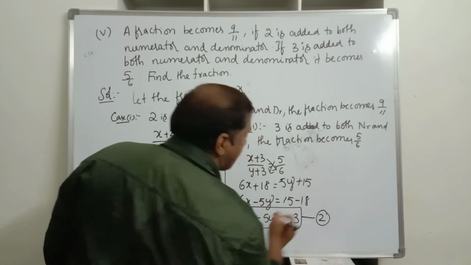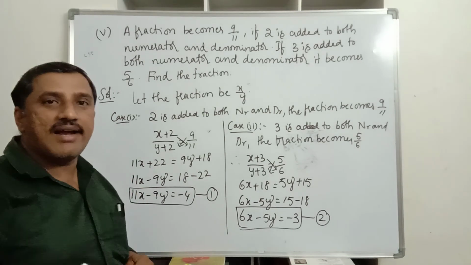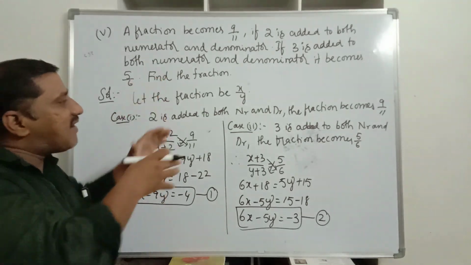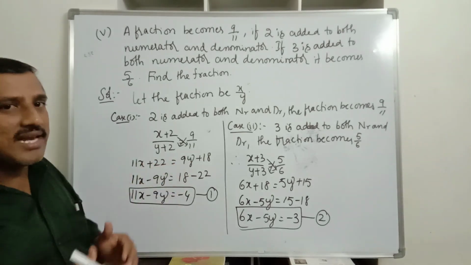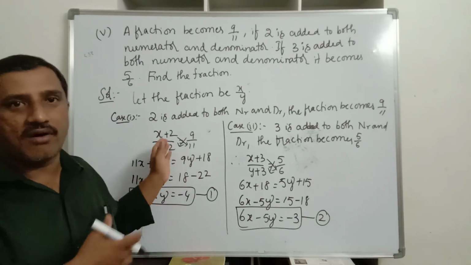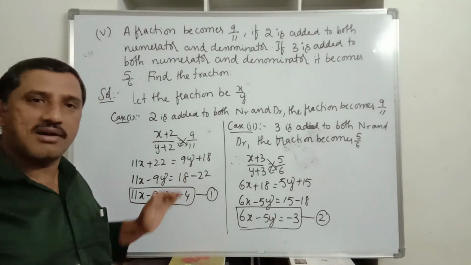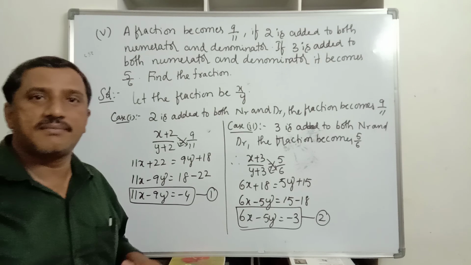So from these two equations, now we have to solve them to get the required fraction. From the given two statements, write two linear equations. That is the first part of all the word problems. Then solve those two equations, we will reach our result. Is it clear?